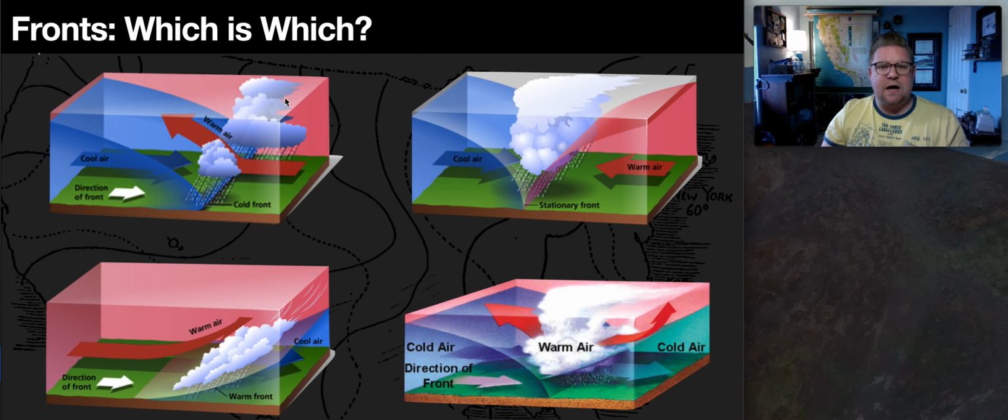So let's start with this top left one. Which one would this be? Well, we can see that this cold air is moving in and forcing the warm air up. So this must be a cold front. Correct. Moving down here, moving counterclockwise, here we have the direction of the front. It's moving this way. This warm air is overcoming the cold air. So what type of front would this be? A warm front. That's correct.